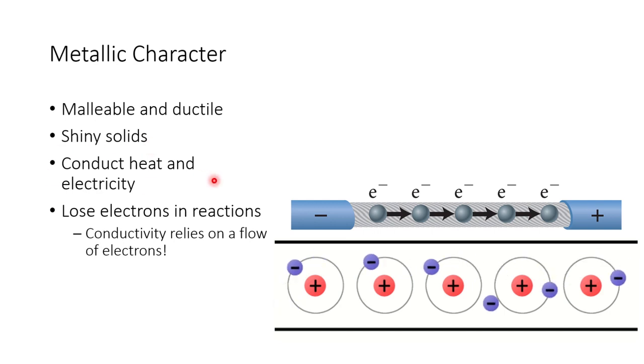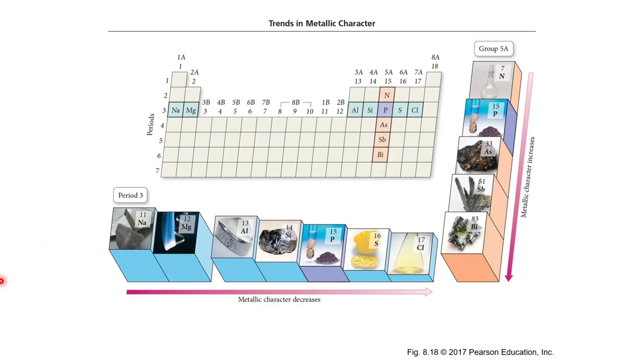They are good conductors of heat and electricity, and the reason they are good conductors of electricity is because they readily lose electrons in reactions. And conductivity relies on a flow of electrons. So you can imagine that if an atom held onto electrons really tightly, it wouldn't be a very good conductor because the electron couldn't then leave the atom. So the ability of these electrons to flow from atom to atom is what makes them a good conductor. And so keep in mind this losing electrons in reactions, because that is really important for how we determine metallic character.